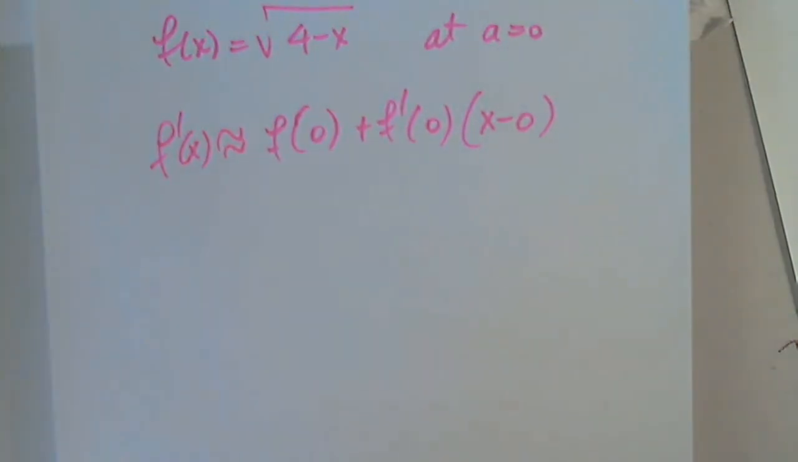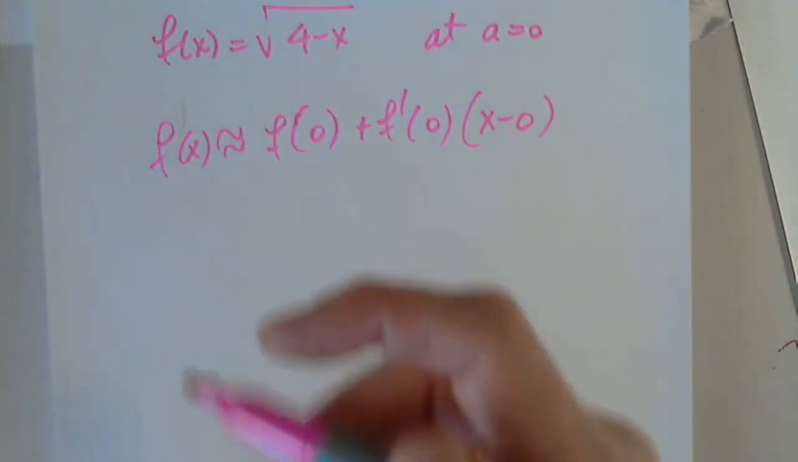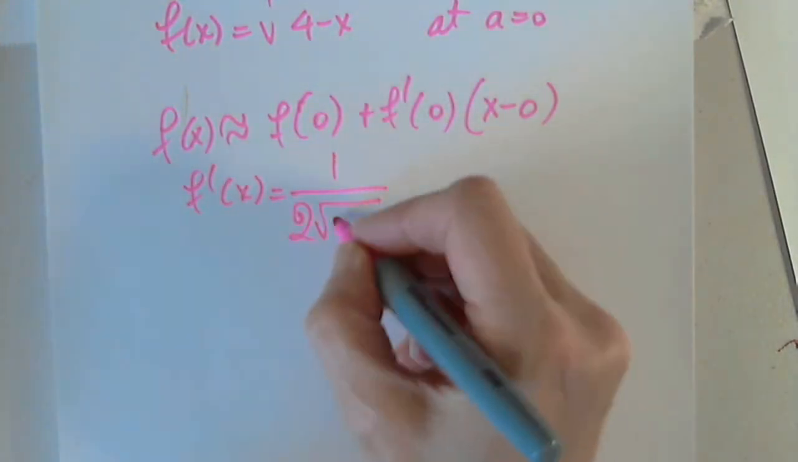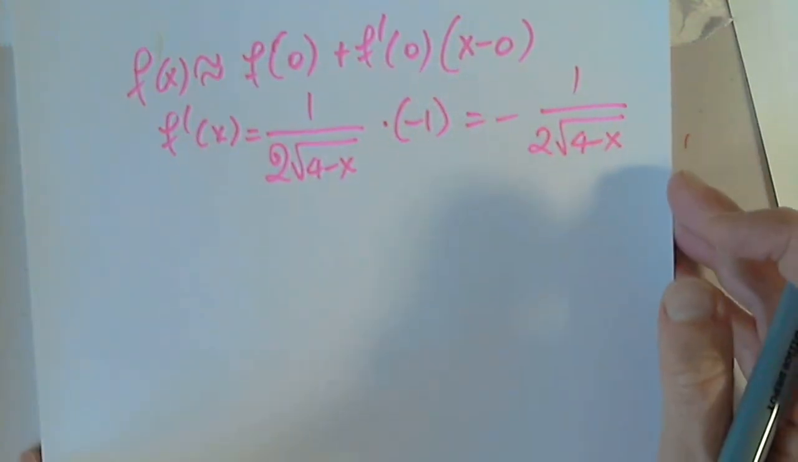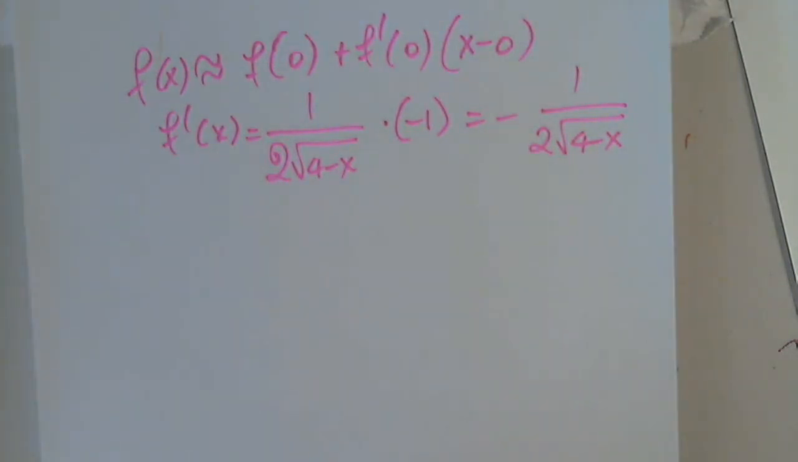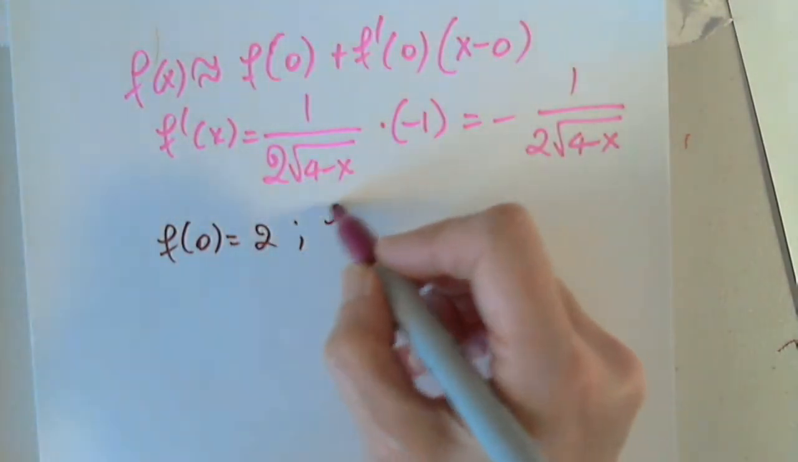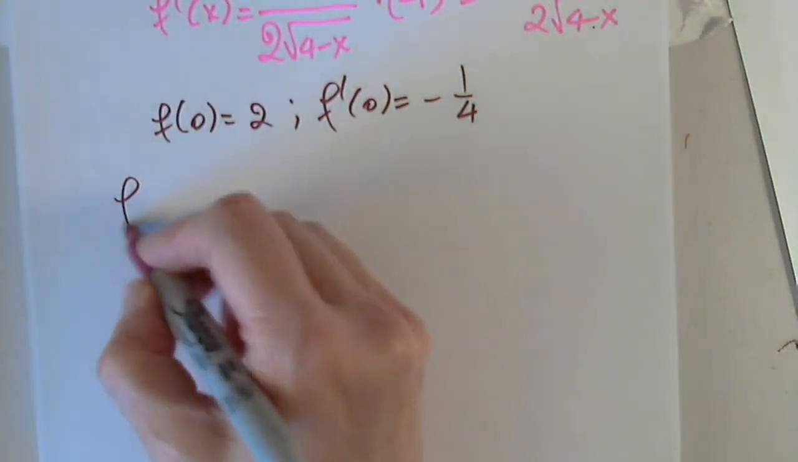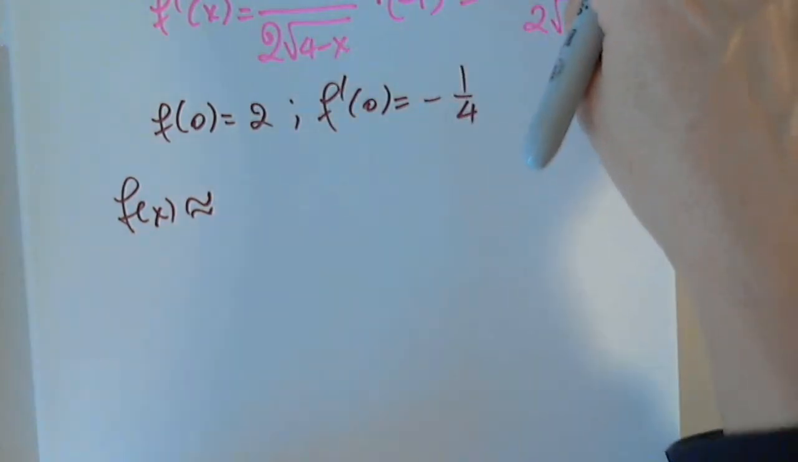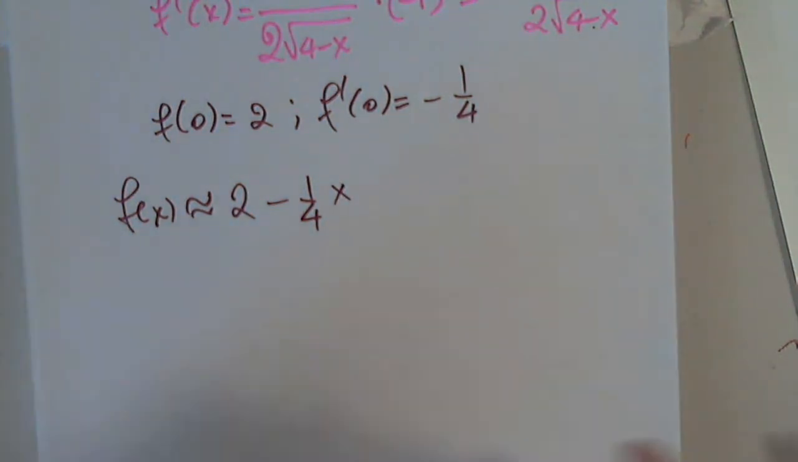F of x. Do not write f prime, please. F of x. Very good. So I have to find f prime of x, which is 1 over 2 the square root of 4 minus x times the inner function prime. So this is negative 1 over 2 the square root of 4 minus x. And I will plug in 0 here in f prime because I need it. And then f of 0. F of 0 is 2. F prime of 0 is 1, this is 2 times 2 is 4, negative 1 over 4. So now I have the line that approximates the function near 0. And that is f of 0, 2, minus f prime of 0, times x minus 0, which is just x. And I'm done.